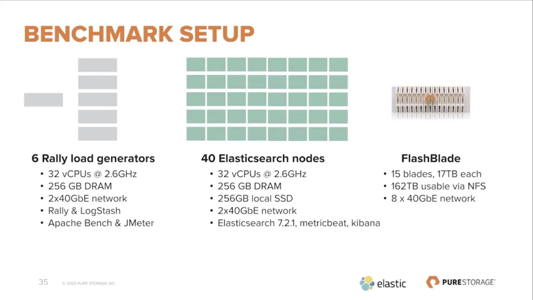We got together about 40 bare metal machines and set up an Elastic cluster. We started with a 5-node cluster, about 6 Rally node generators, and a single FlashBlade chassis, 15 blades and 17 terabytes each. We used the Rally benchmark tool that came with Elastic, and then we wrote our own for Logstash, which was built around JMeter. The goal here is to find the best possible tunable parameters for the given data set.